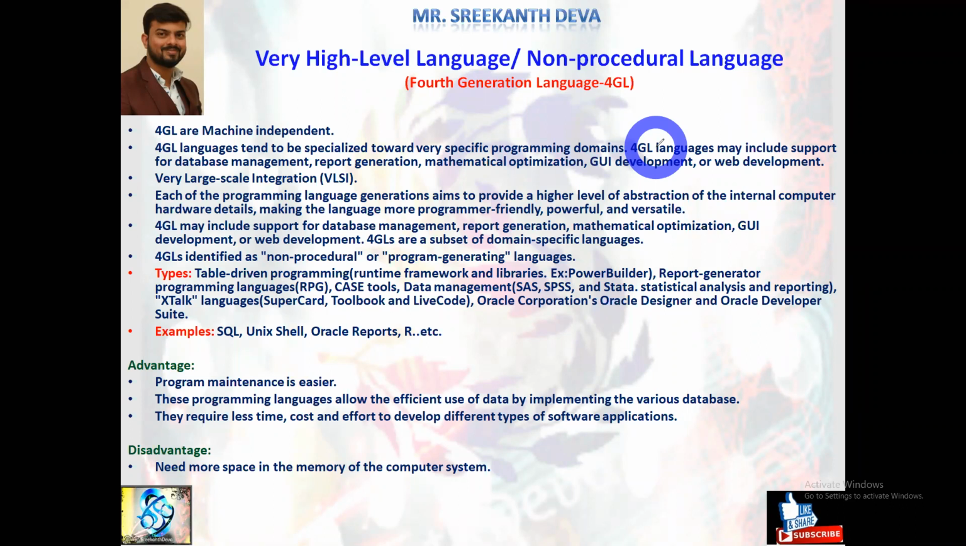Fourth generation languages are machine independent. They are also known as non-procedural languages, because here the importance is laid on what is to be done rather than how it is to be done. Fourth generation languages are programming languages closer to human languages than typical high level programming languages.